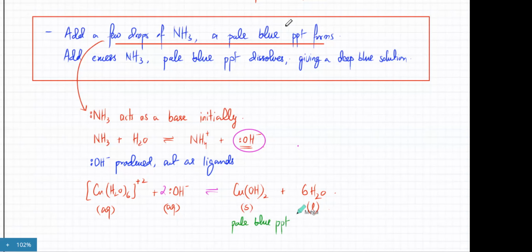So I'll just quickly repeat this. Initially, because you've added very few drops of NH3, the NH3s start reacting with the water molecules, forming a lot of OH ions, and these OH ions then start knocking out the water molecules. The OH ions replace the water molecules, forming copper hydroxide, which is a pale blue precipitate. Is this clear?